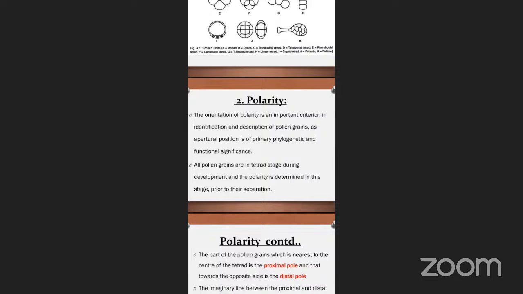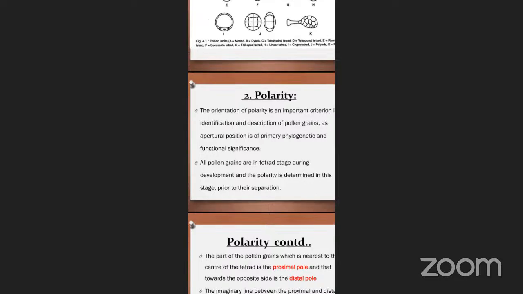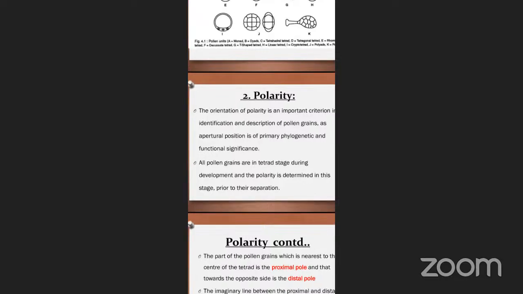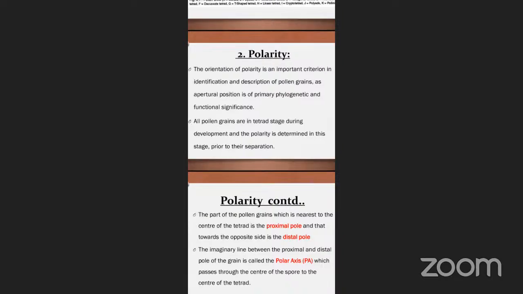In that, all pollen grains are in tetrad stage during development, and the polarity is determined in this stage prior to the separation. So we can identify the polarity only when they are in tetrad condition. But after they are separated, we can't identify the polarity. Here, the part of the pollen grain which is nearest to the center is the proximal pole, and toward the opposite is called the distal pole.